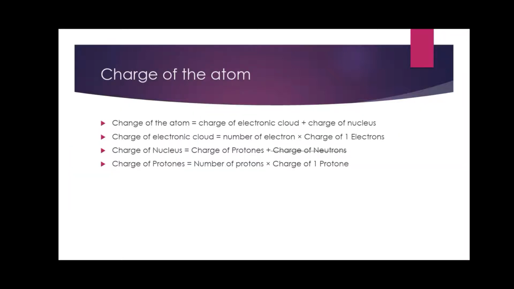Now the charge of nucleus equal the charge of protons plus charge of neutrons. The charge of neutrons is 0, so the charge of nucleus equal just the charge of protons. Also the charge of protons equal the number of protons times the charge of one proton.